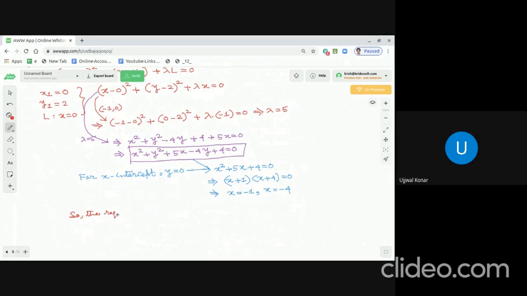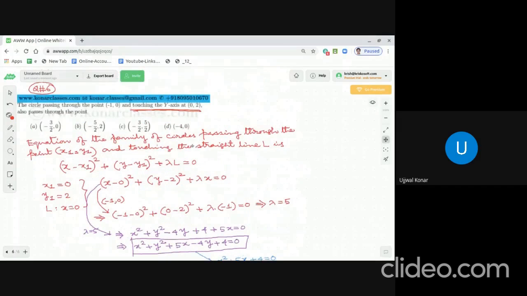So the required point is minus 4 comma 0, and eventually we get the correct option as option D.